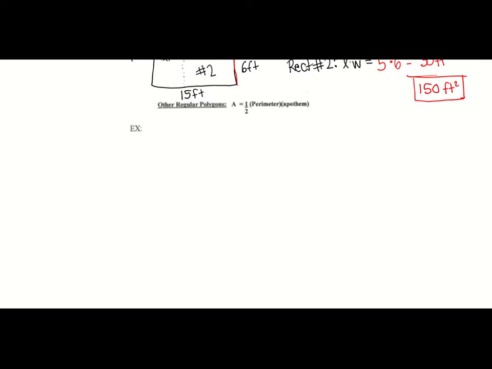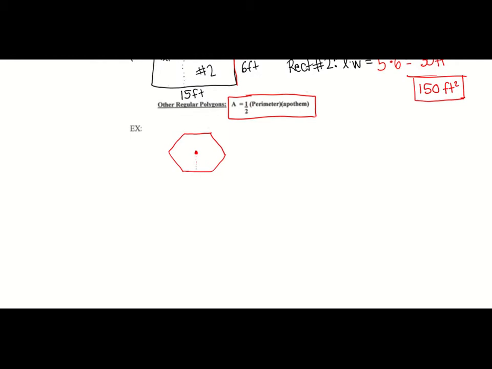Now, irregular polygons, remember, those are polygons where all of our sides are not the same. If we have a regular polygon, that means we have a shape where all sides are the same length. So if we look at a polygon like a hexagon, a hexagon has 6 sides that are all the same length. We can use this area formula right here, where our area is 1/2 the perimeter times the apothem. And the apothem is the distance from the center of our polygon to the side.